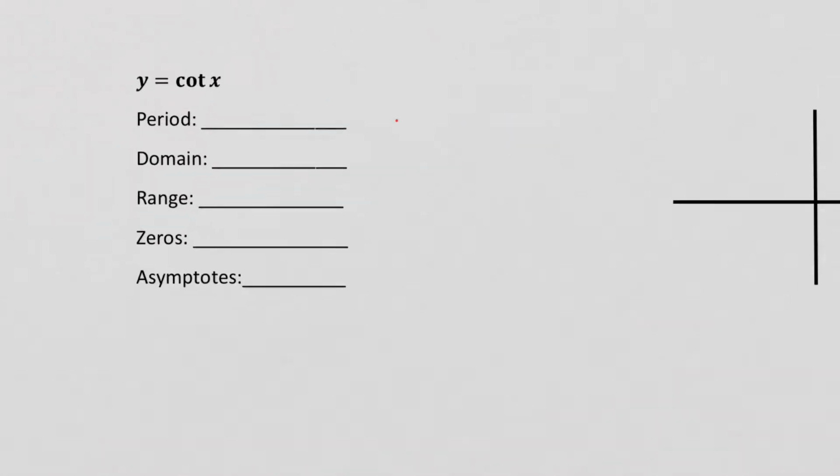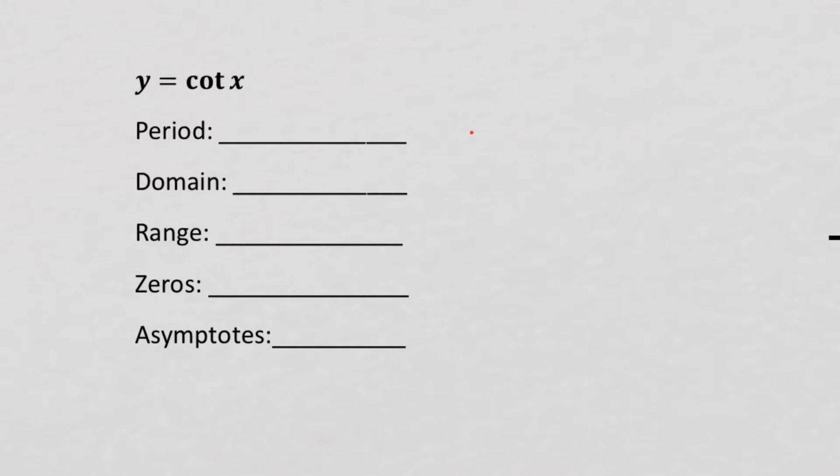Our last graph is the cotangent. Cotangent is a reciprocal of tangent, so instead of sine over cosine, it is cosine over sine. These were your properties that you had to know in the last section. We will use these a lot moving forward this semester, so please make sure you understand those. The period for tangent was pi, so the period for cotangent is also just pi.